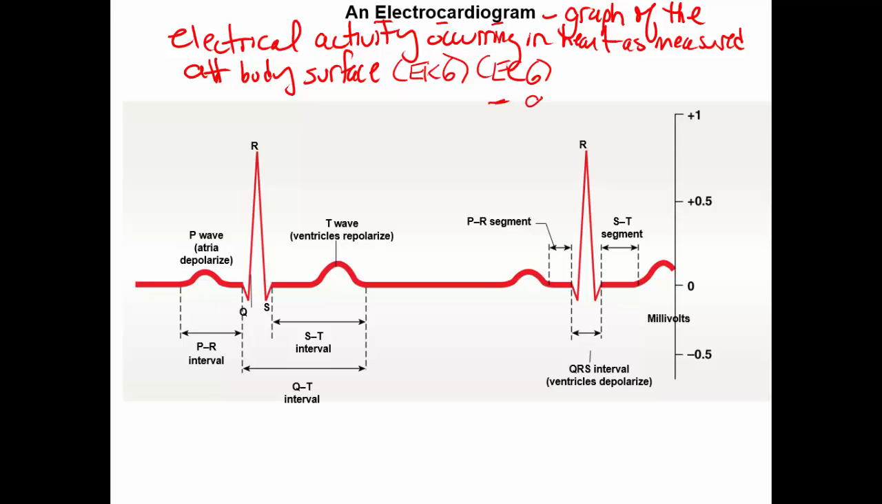So again, an EKG represents all the action potentials generated by cardiac muscle cells. And this can be measured at the heart surface fairly easily.